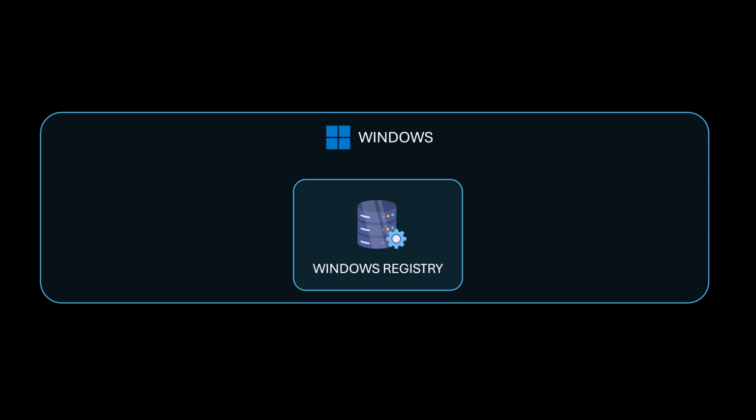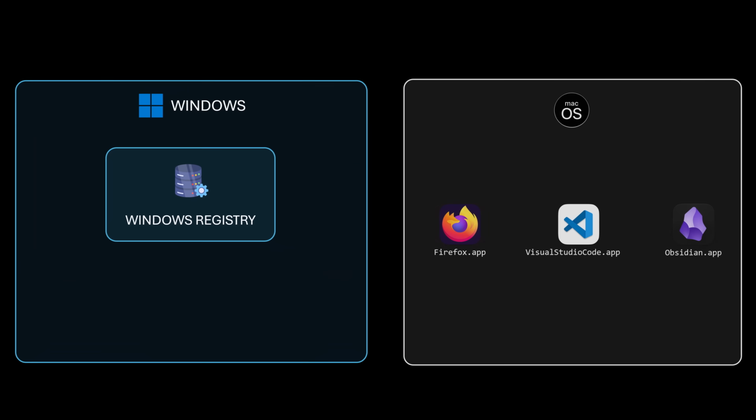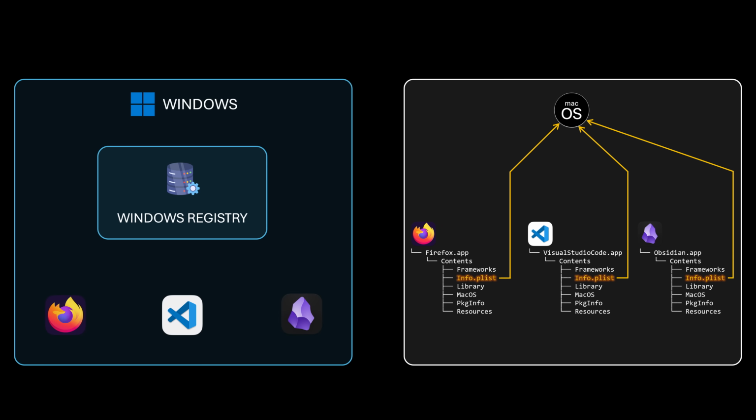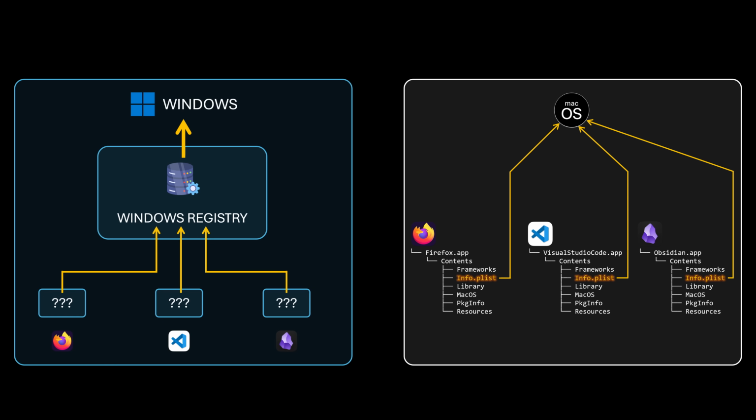And that has a very important implication. Windows does not automatically scan a folder and infer everything it needs to know from a single file inside it, the way macOS does with info.plist. Instead, Windows expects all that kind of information to be in the registry. This means that before Windows can fully recognize an application as an installed program, something has to update the system with that new information.